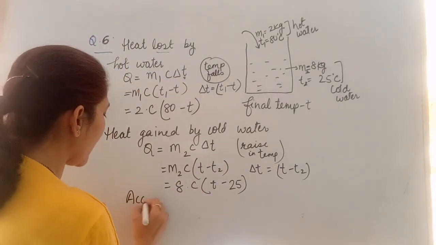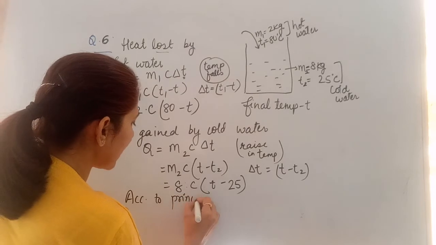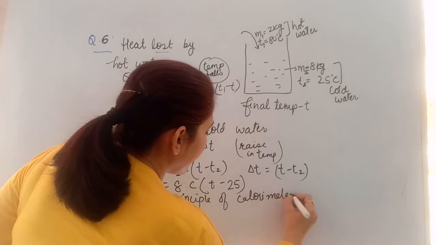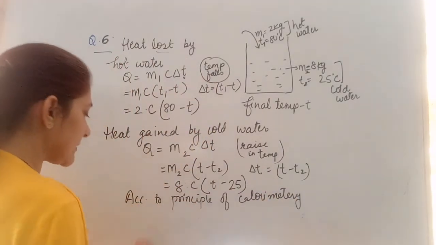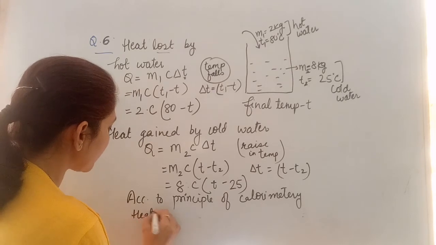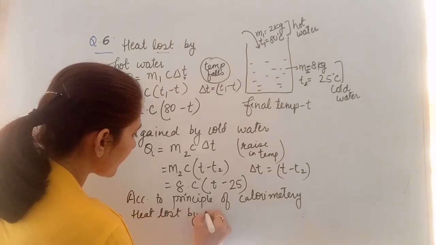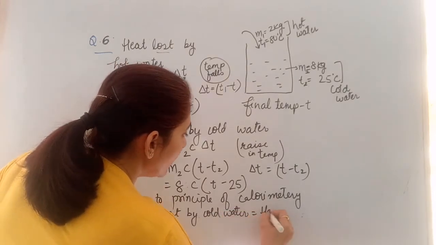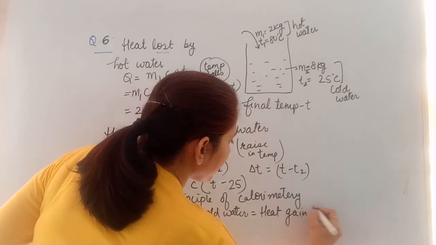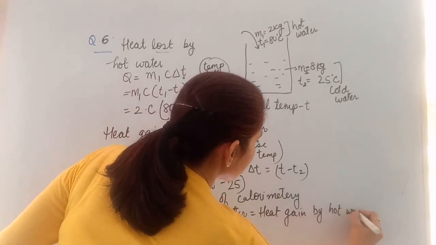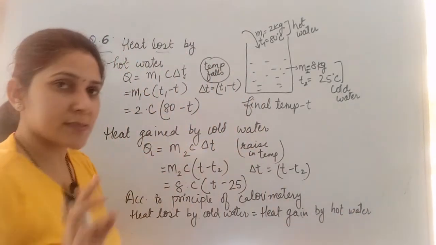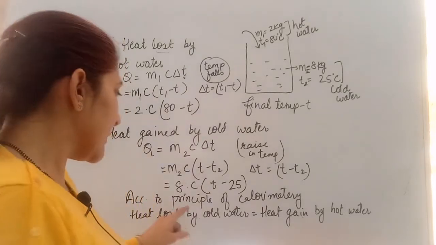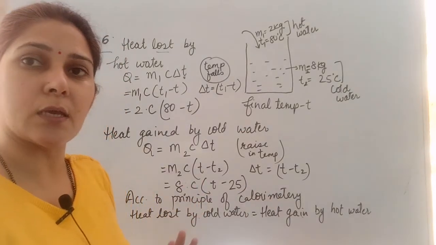So write it down here, according to the principle of calorimetry. Beta, you need to write it again and again in every question, so please don't skip this statement. What are you going to write? Heat lost by hot water, whatever is given to us, that you are going to write here, is equal to heat gained by cold water. Please don't skip it. I am saying it again and again, because in the exam it is a must to write it over there. Then only the examiner is going to understand that you are using this principle. You have to state it there in the question.